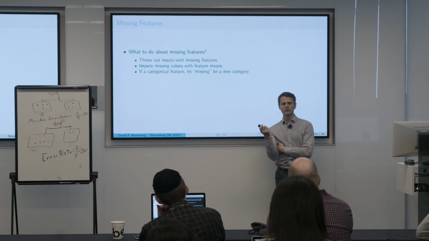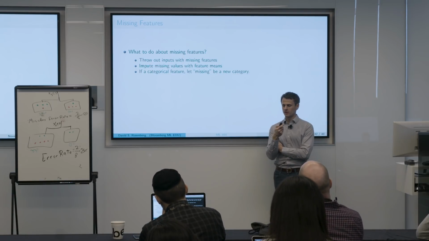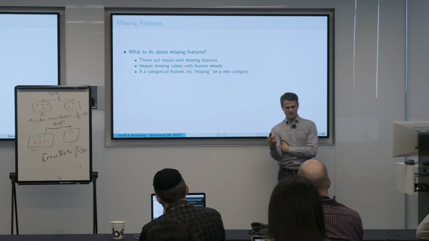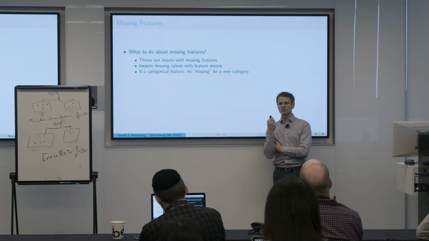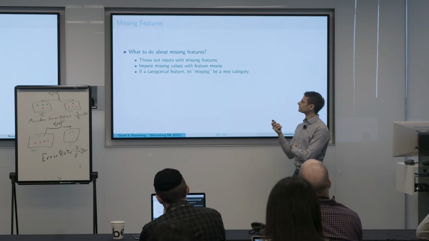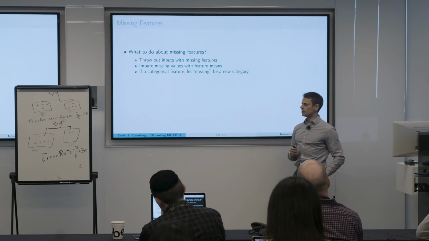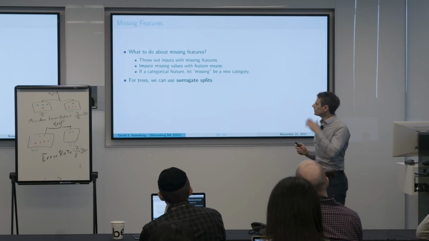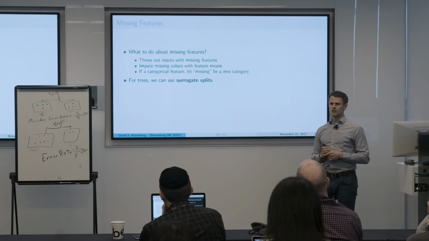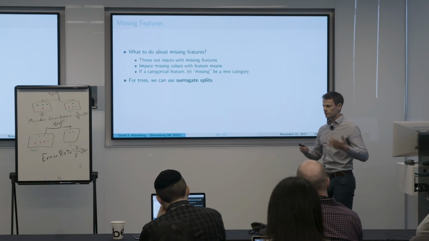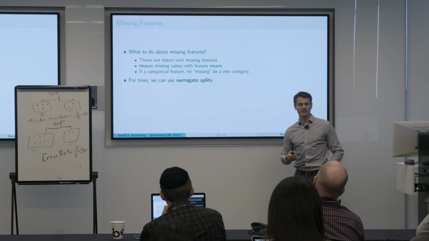So if you think there's signal in the fact that a particular feature is missing, you should act on that by exposing that in the feature. But if your features are missing kind of at random, then in trees there's a proposed and common solution called using surrogate splits.